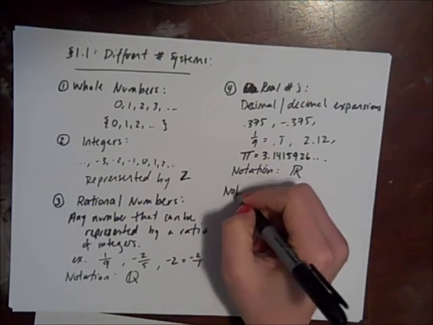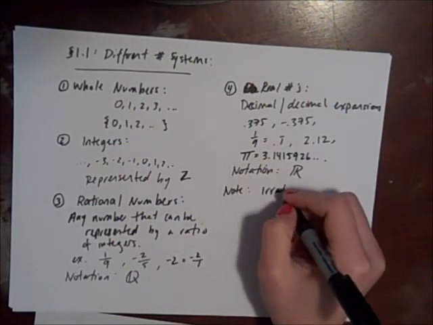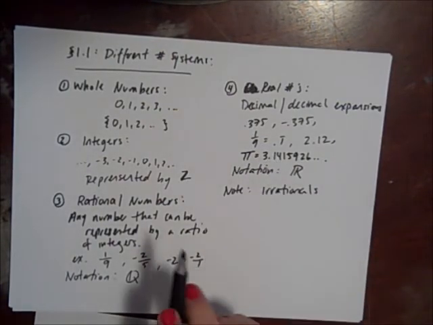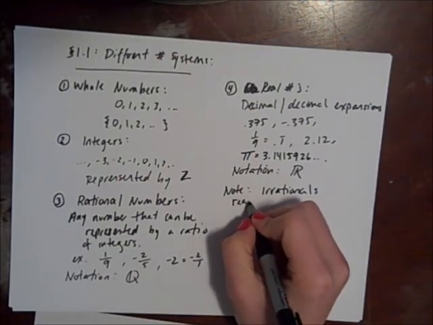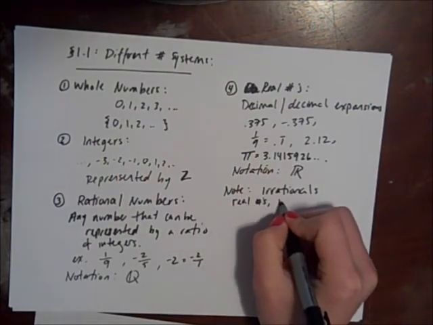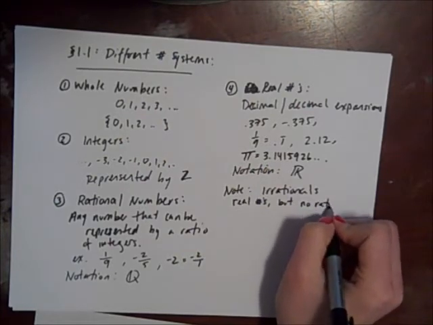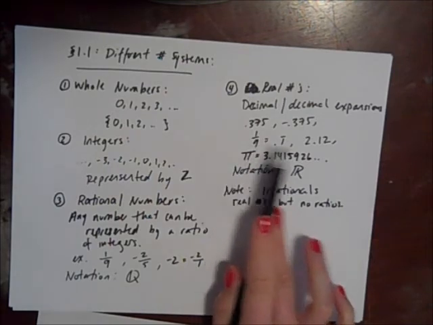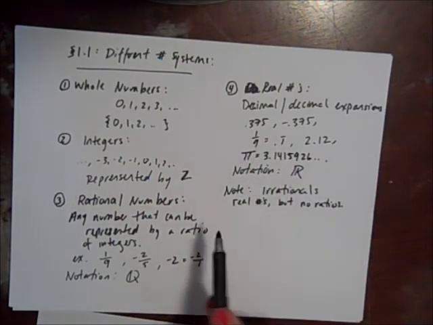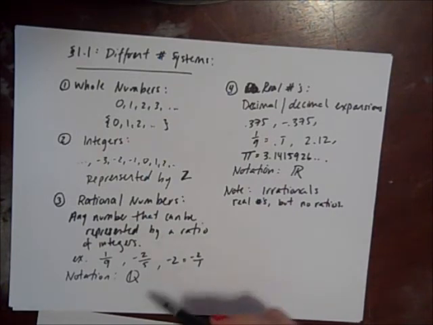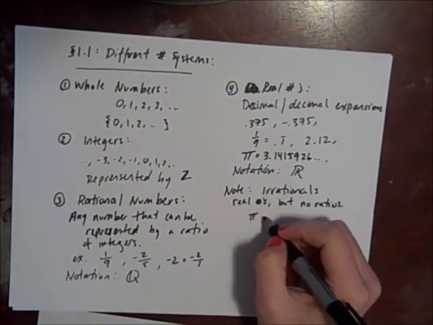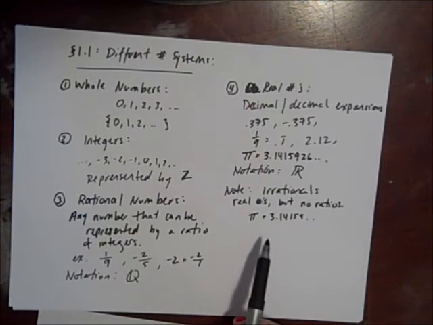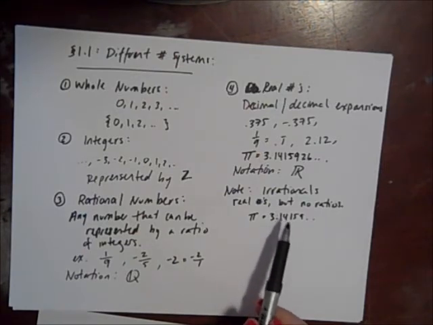Just a quick note. We also have the irrational numbers. So irrational numbers are your real numbers that can't be represented as a fraction. So these are real numbers, but no ratios. What I mean by that is it's got to be a real number, so there better be some sort of decimal expansion, but I can't write it as a fraction. I can't write it as a ratio of an integer to an integer. So an example of this would be pi. Pi is 3.14159 as we said before, but I can't write this as a fraction or any sort of ratio, so therefore it's irrational.